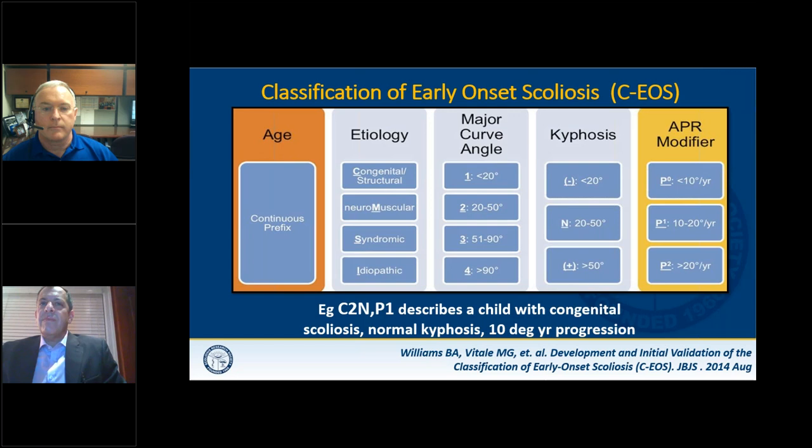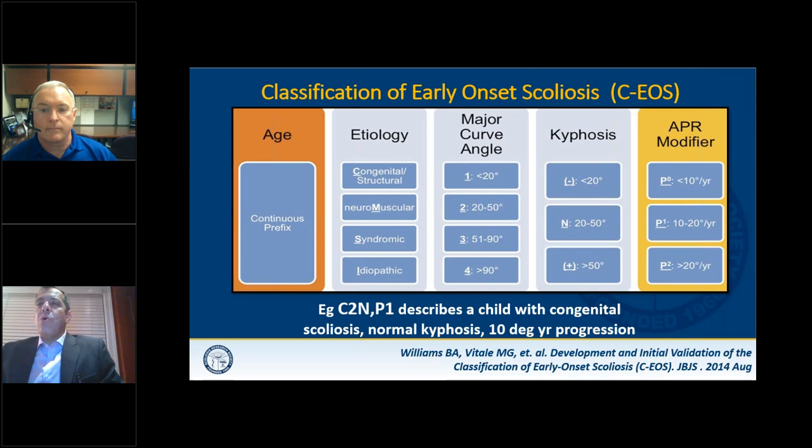We spent some time with the Children's Spine Study Group developing a classification of early onset scoliosis. In contrast to the lengthy classification of AIS, the C-EOS, or classification of early onset scoliosis, looks not only at the curve specifics, but the age of the child, the etiology, the major curve, the kyphosis, and then a modifier for progression. So because these kids are much more heterogeneous, we've looked at classifying these kids in a more global way. Perhaps most important is the progression modifier.